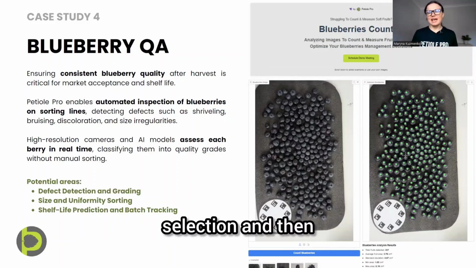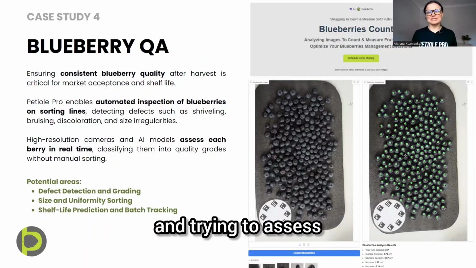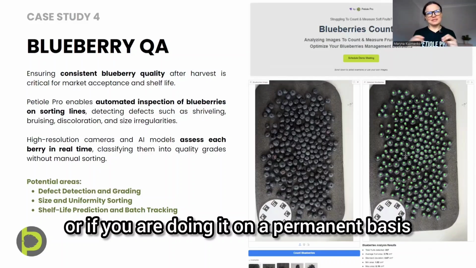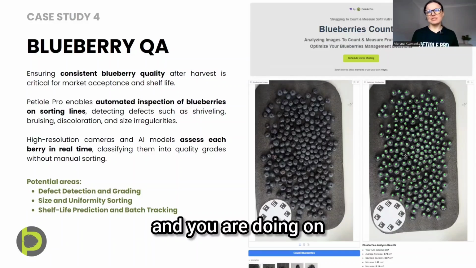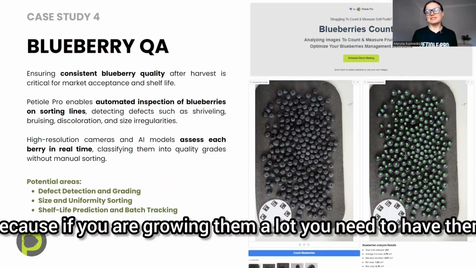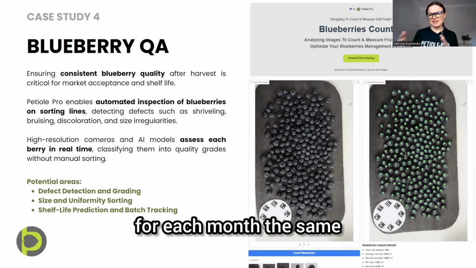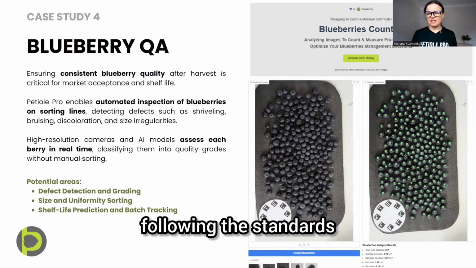So that's why you need to collect these not very good berries from the harvested selection, and then you are standing in front of your tray trying to assess what is good, what is bad. Or if you are doing it on a permanent basis, you have a standard operational procedure, because if you are growing them a lot, you need to keep each batch, each week, each month at the same standardized level, and just track the size. Are you still following the standards?